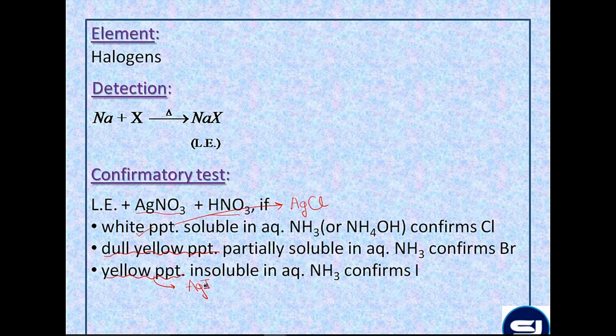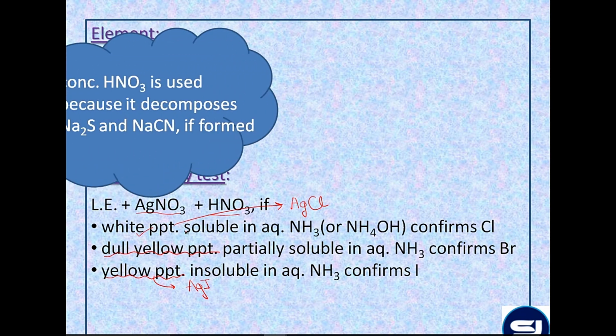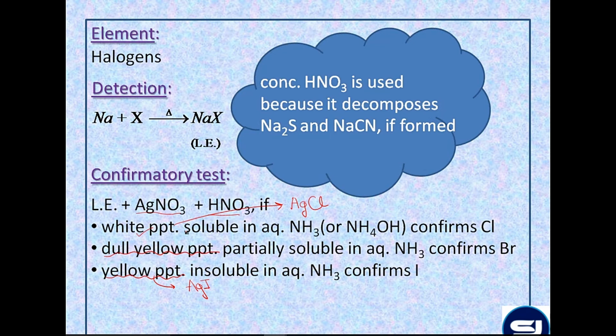Now between Br and I, it is the solubility which will decide the corresponding halogen. If the PPT is soluble or partially soluble in aqueous ammonia, then it is bromine, and if it is insoluble completely, it is iodine. One important point to note over here, the nitric acid is used because it would decompose the sodium sulfide or sodium cyanide in the Lassaigne's extract if at all it is formed.